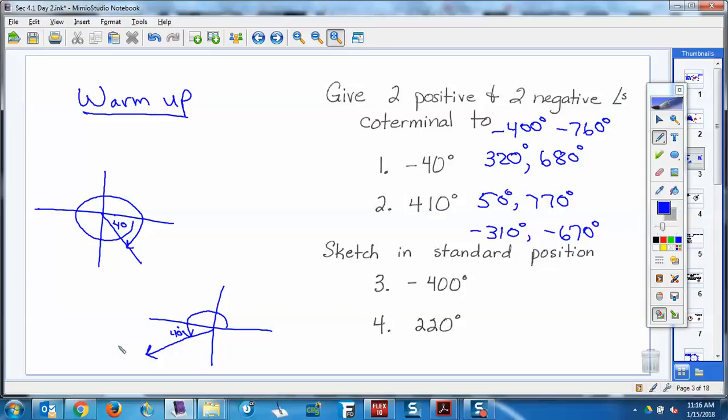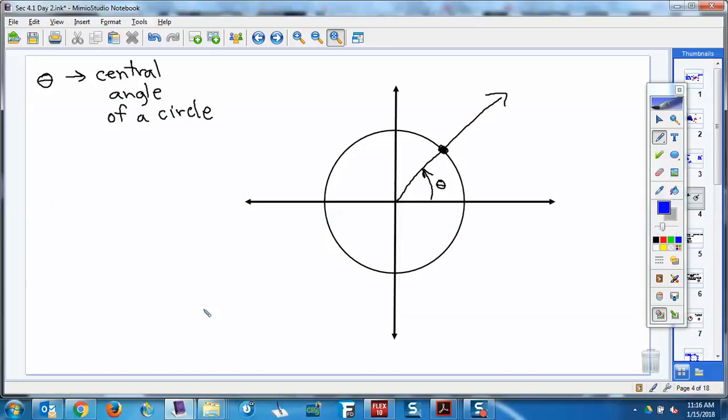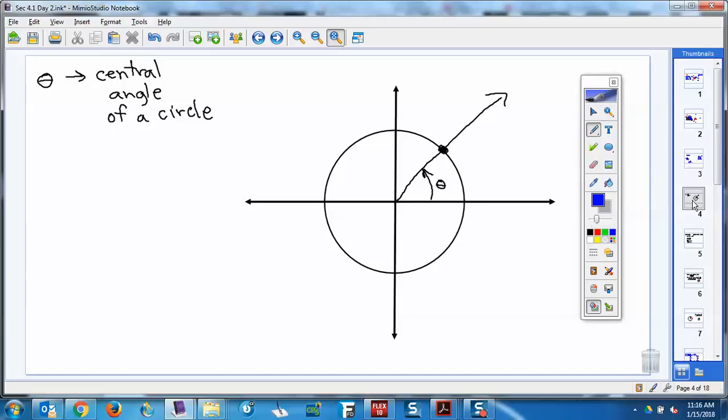But negative 400, so we're gonna go in the negative direction 360, plus we gotta go 40 more to get to 400. So it's gonna be down there. Okay, 220 is going to be 180 plus 40 more, so 220 is down in the third quadrant. So one of those is in the fourth, and one of those is in the third quadrant. Okay? All right. One last thing. Oh, oops, I got this in the wrong direction.